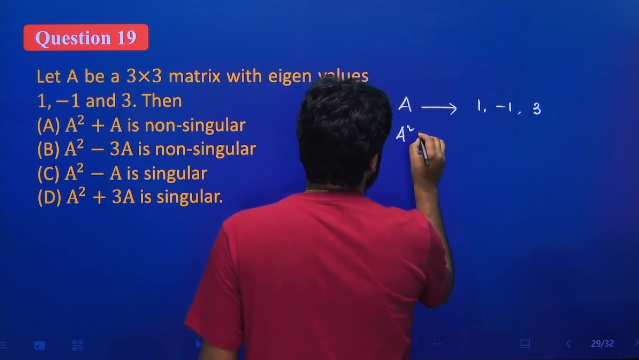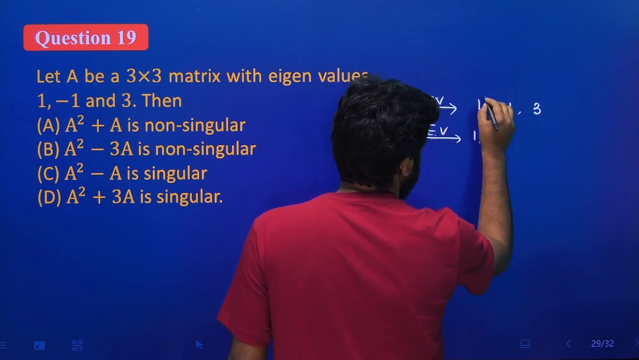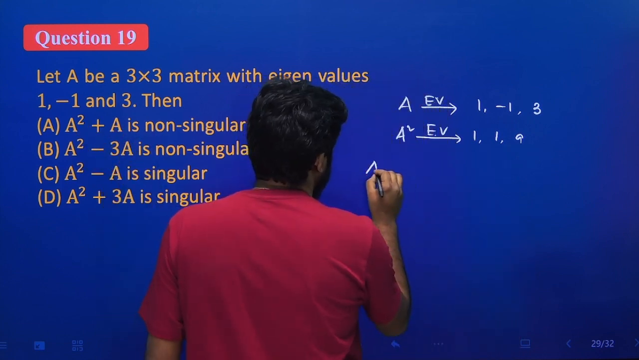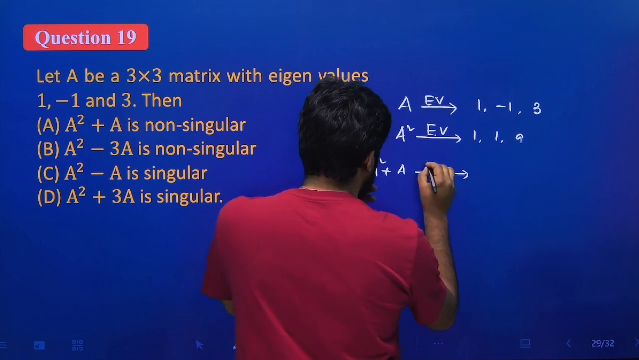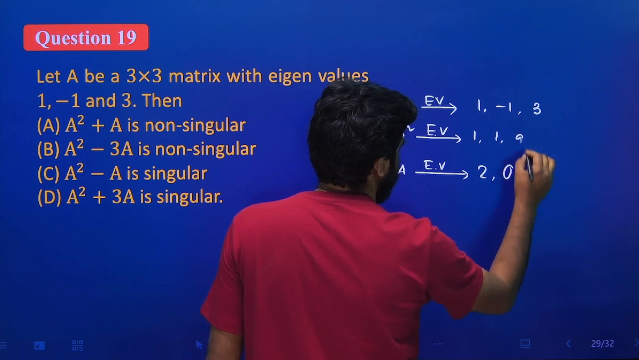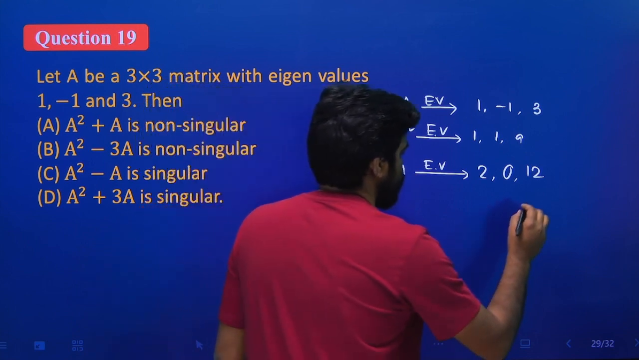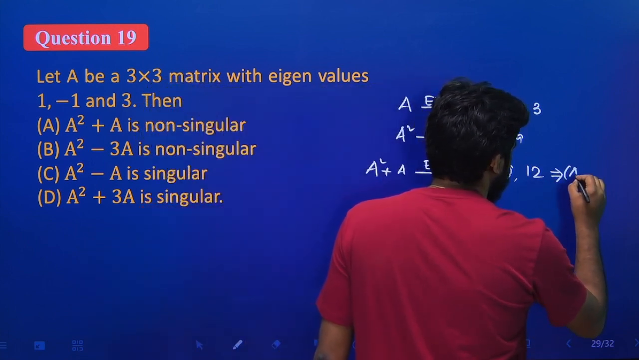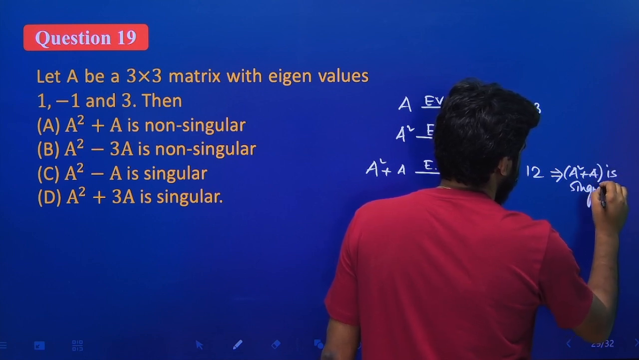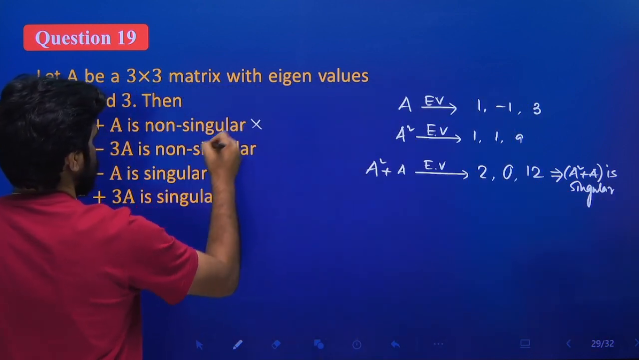So eigenvalues of A square. Eigenvalues of A square will be minus 1 square, that is 1, minus 1 square, that is 1, 3 square, 9. So eigenvalues of A square plus A are 1 plus 1, that is 2, 1 minus 1, that is 0, 9 plus 3, 12. That was 0. 0 is an eigenvalue. So this is singular, right? From this we conclude that A square plus A is singular. Why? Because 0 is an eigenvalue. Here it is given that A square plus A is non-singular. So this is not correct.